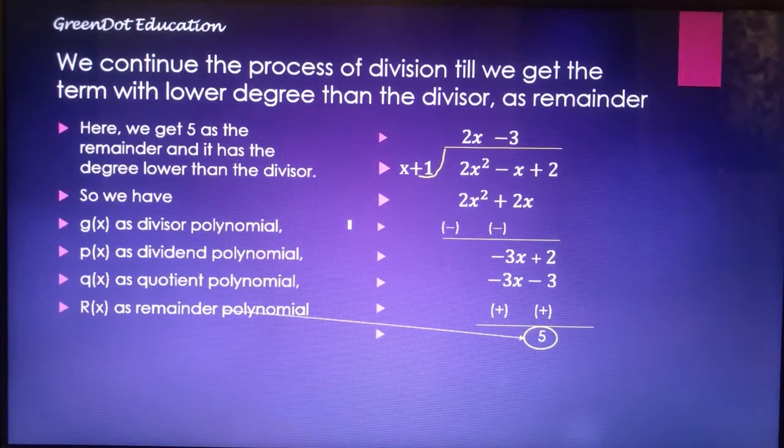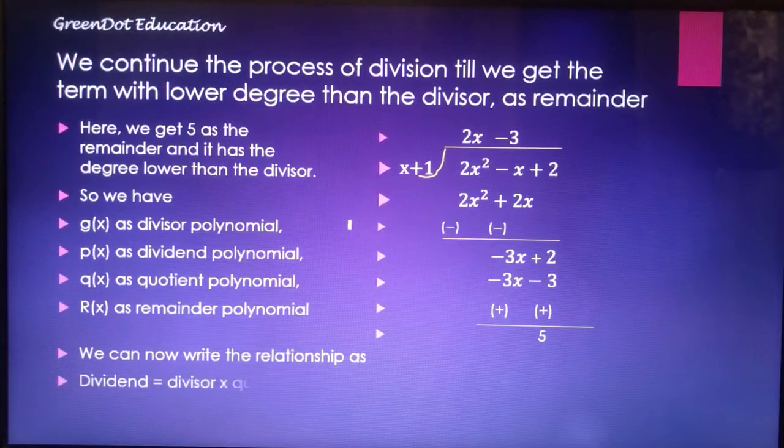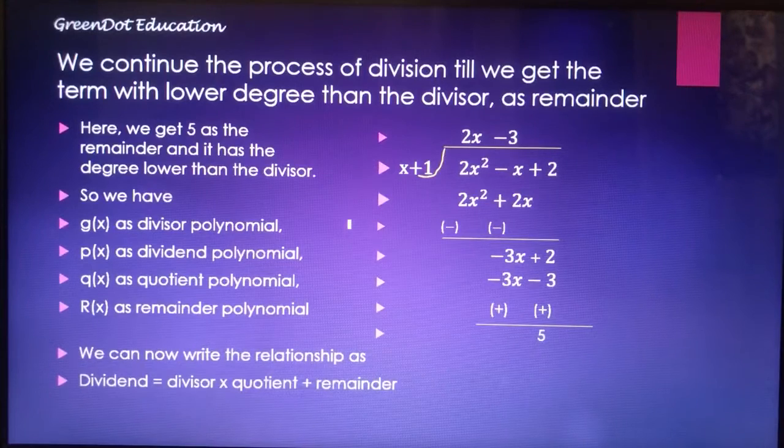So there exists a special relationship which we have learnt in arithmetic also, and the same we are going to apply for polynomials. That relationship can be stated as: dividend is equal to divisor multiplied by quotient plus remainder. In the lower classes we used to verify our division using this formula in arithmetic. Now the same is applicable in algebra. That is, the dividend polynomial, 2x squared minus x plus 2, is given by the product of x plus 1 and 2x minus 3 with the remainder added to it.